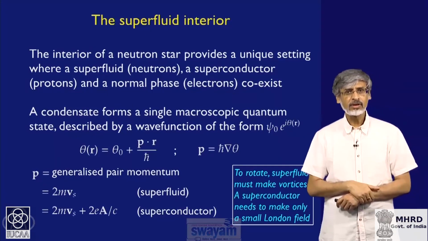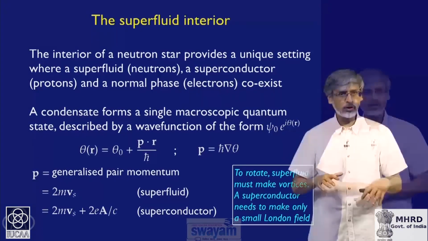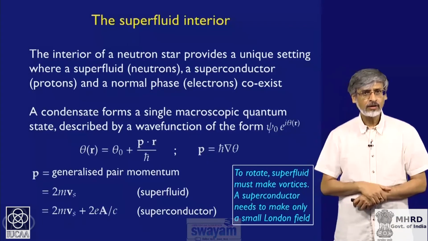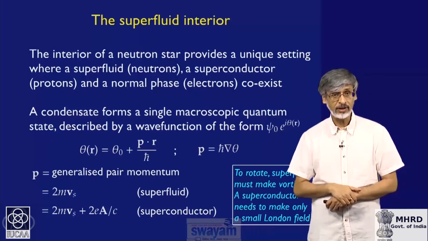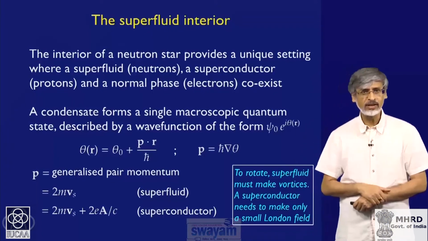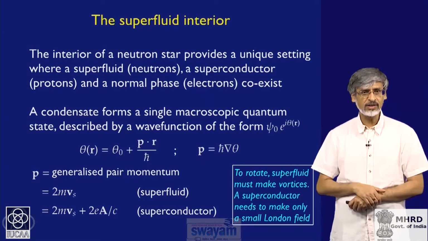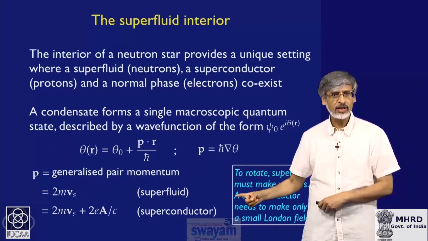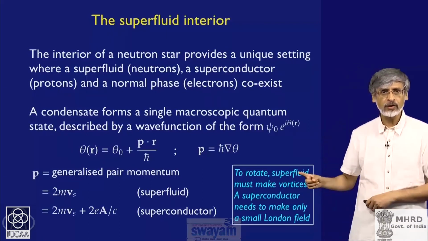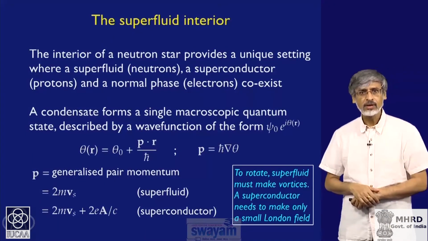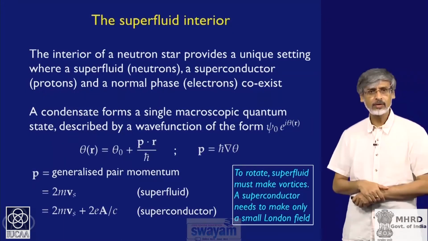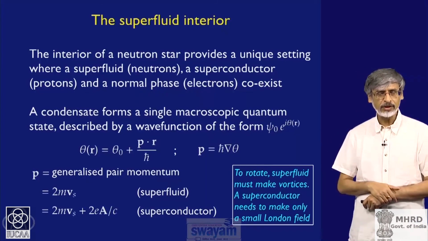And it is well known that in a quantum phase like this, a superfluid cannot carry rotation. On the other hand, the neutron star is rotating. The only way the superfluid can carry rotation is by creating singularities within it, which are called vortices, each vortex carrying a certain quantum of vorticity. So, to rotate, a superfluid must make vortices. A superconductor does not need to make a vortex to participate in rotation.